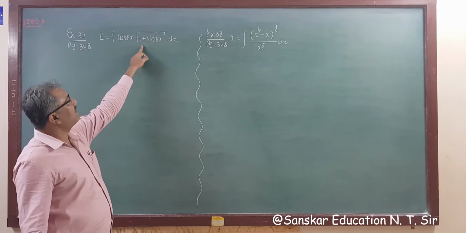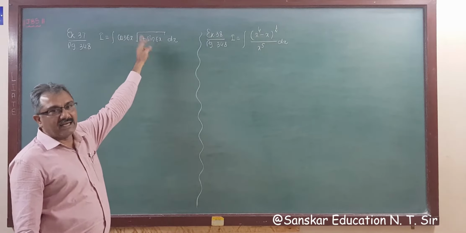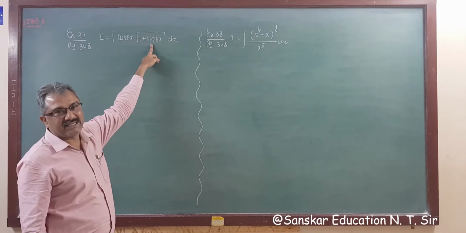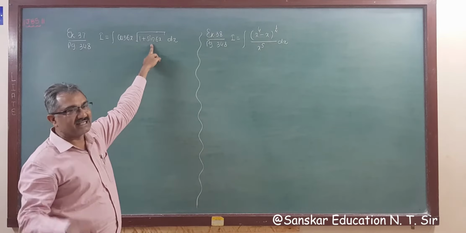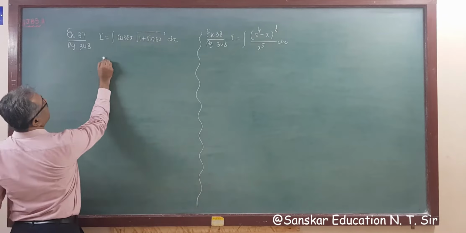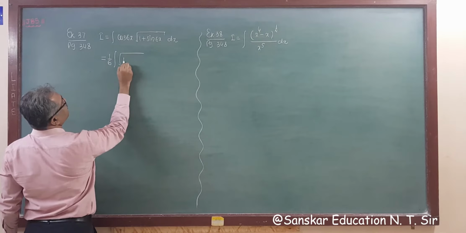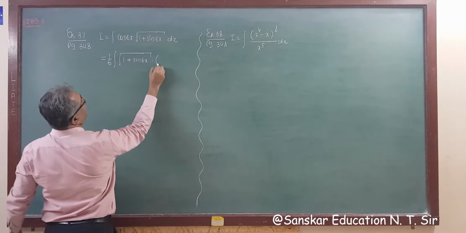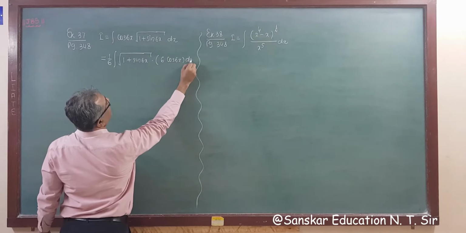So the integral is cos 6x under root 1 plus sin 6x. Is the derivative of this present here? Yes. The derivative of sin 6x is cos 6x, and derivative means you have to multiply by 6, but there is no 6. That means we have to divide and multiply by 6. So I am dividing by 6 as well as multiplying by 6, and I am writing this first: root of 1 plus sin 6x, and the derivative of this is 6 cos 6x dx.